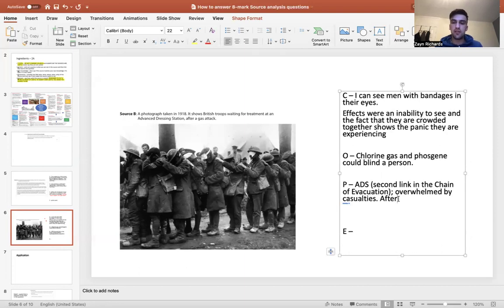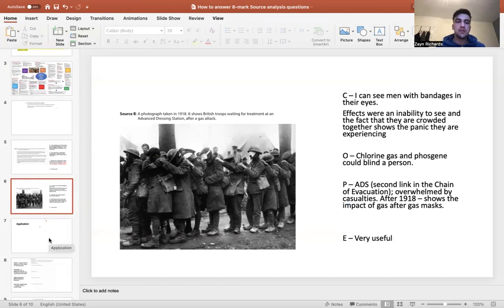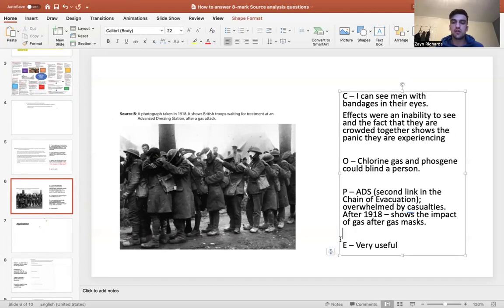It's also after 1918, so it shows the impact of gas after gas masks. You could talk about the fact that it's a photograph, the fact that they are going to receive treatment, but that it might have been not staged, but choreographed. But the fact that they all look in quite a lot of pain would suggest otherwise. So overall, this source is going to be very useful because there isn't really any limiting factor. So that's what we would say in terms of the provenance for this source.